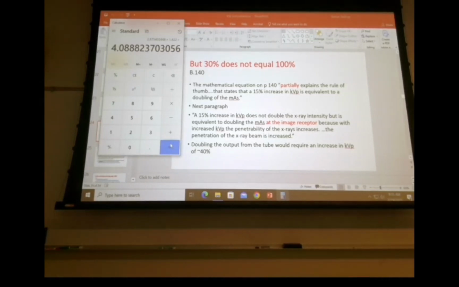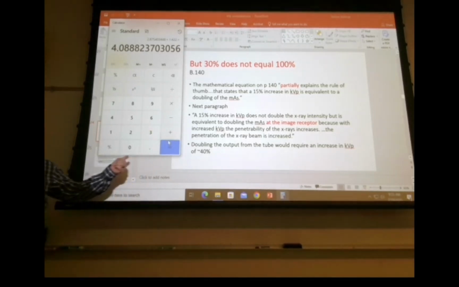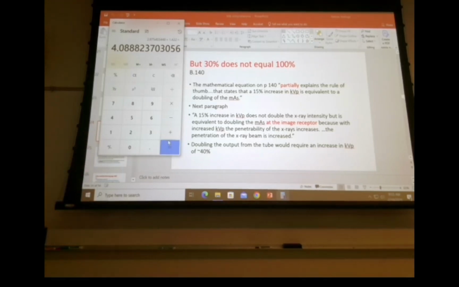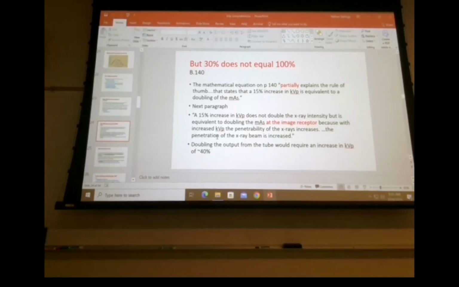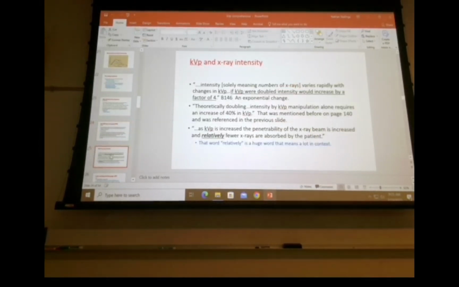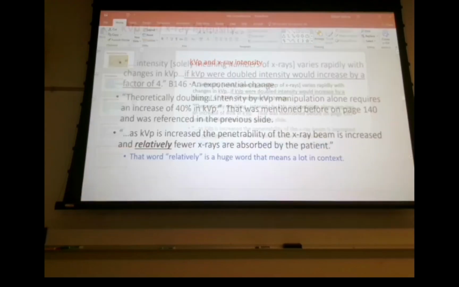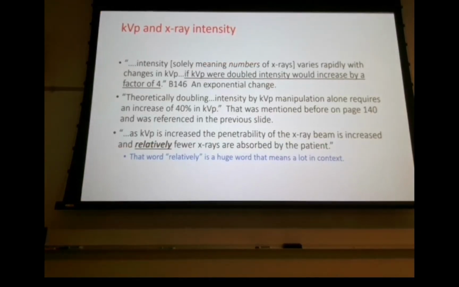Okay? So with a doubling of the kVp, we can get to 4 times the exposure, image receptor exposure, or actually output from X-ray tube. So the mathematical equation on page 144 partially explains the rule of thumb. Oh, we already did that. So the intensity would double, if we double kVp, it'd go up by a factor of 4. So what do we call that kind of relationship? Squared. It's squared, which is exponential, right. So it's an exponential change.